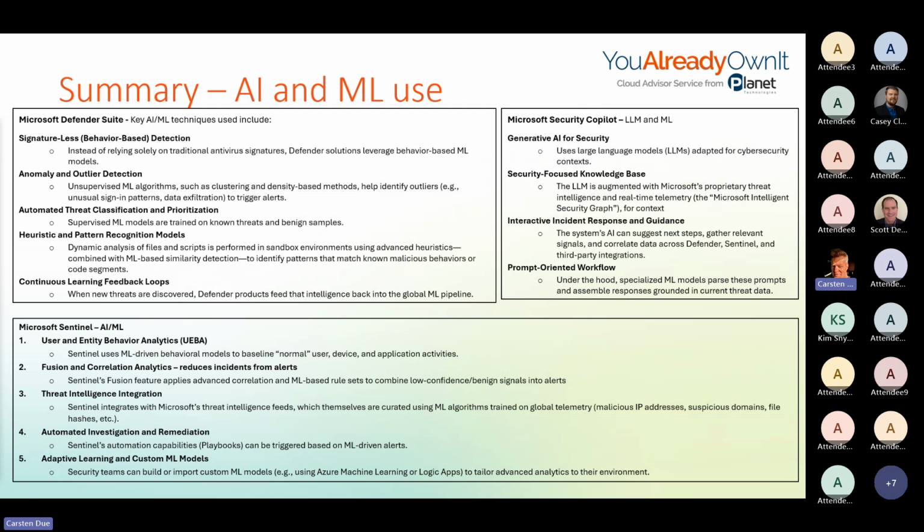Scott, that's the end of my little talk here about how to use AI and machine learning and the Microsoft unified security approach.